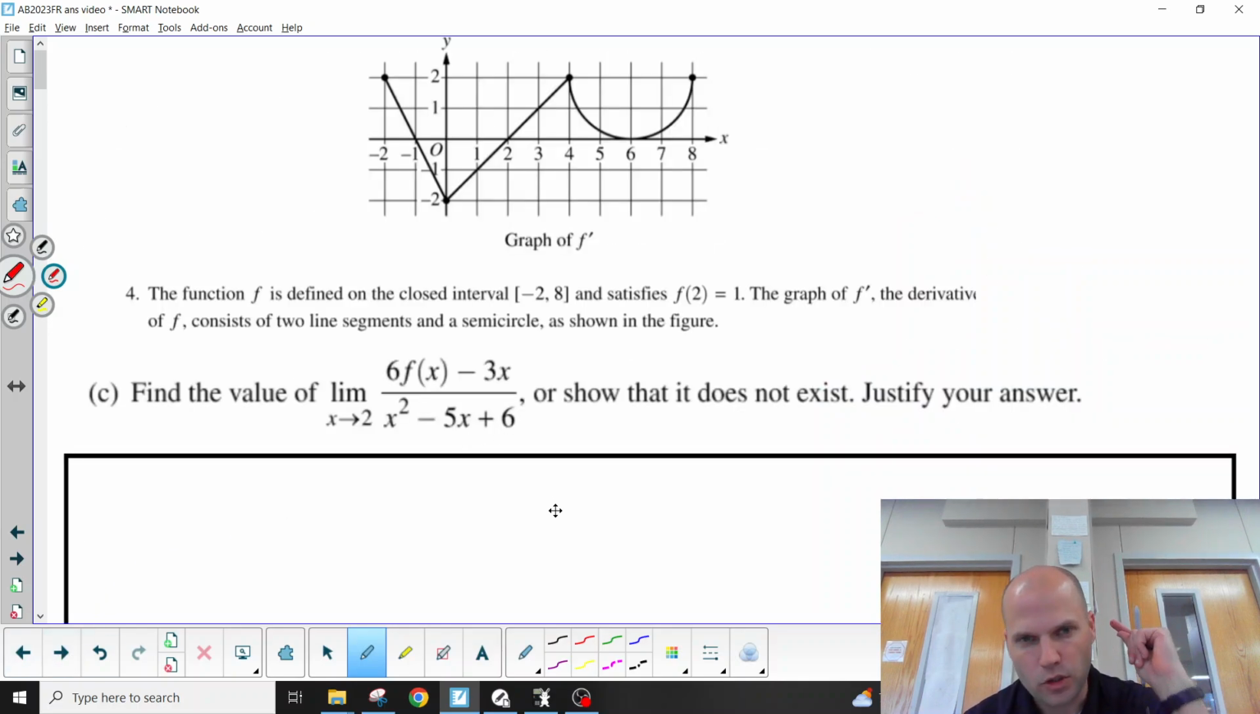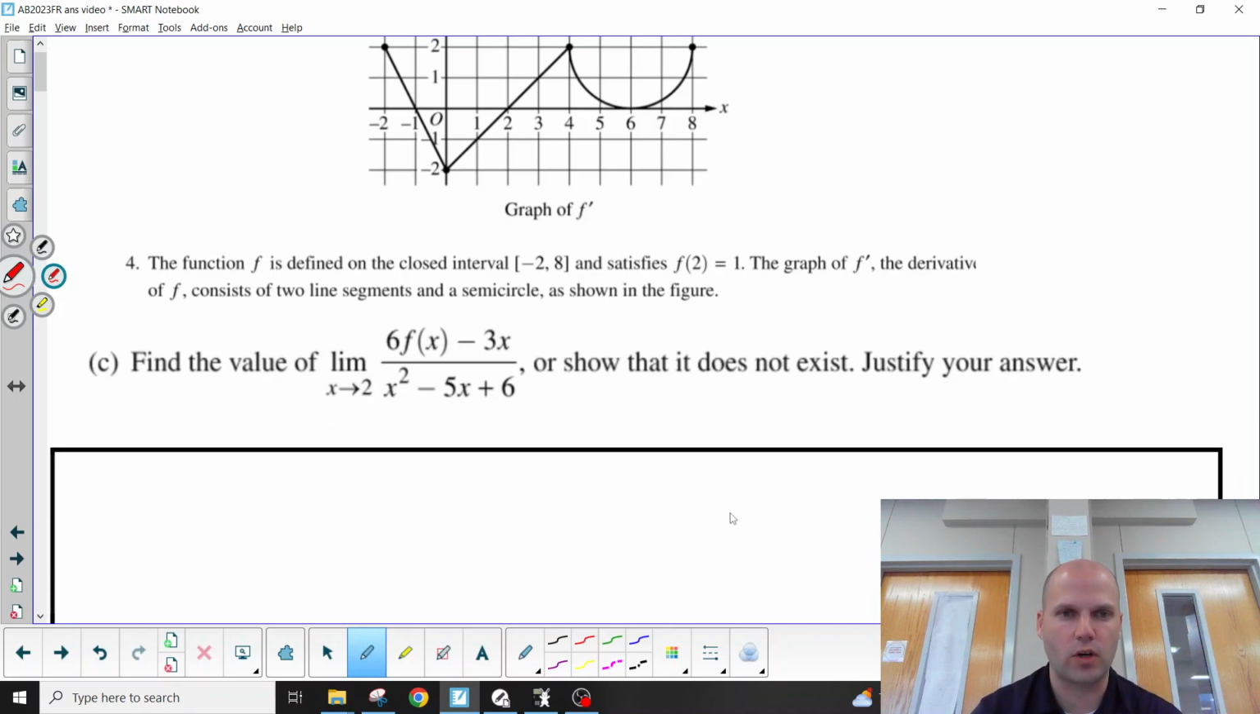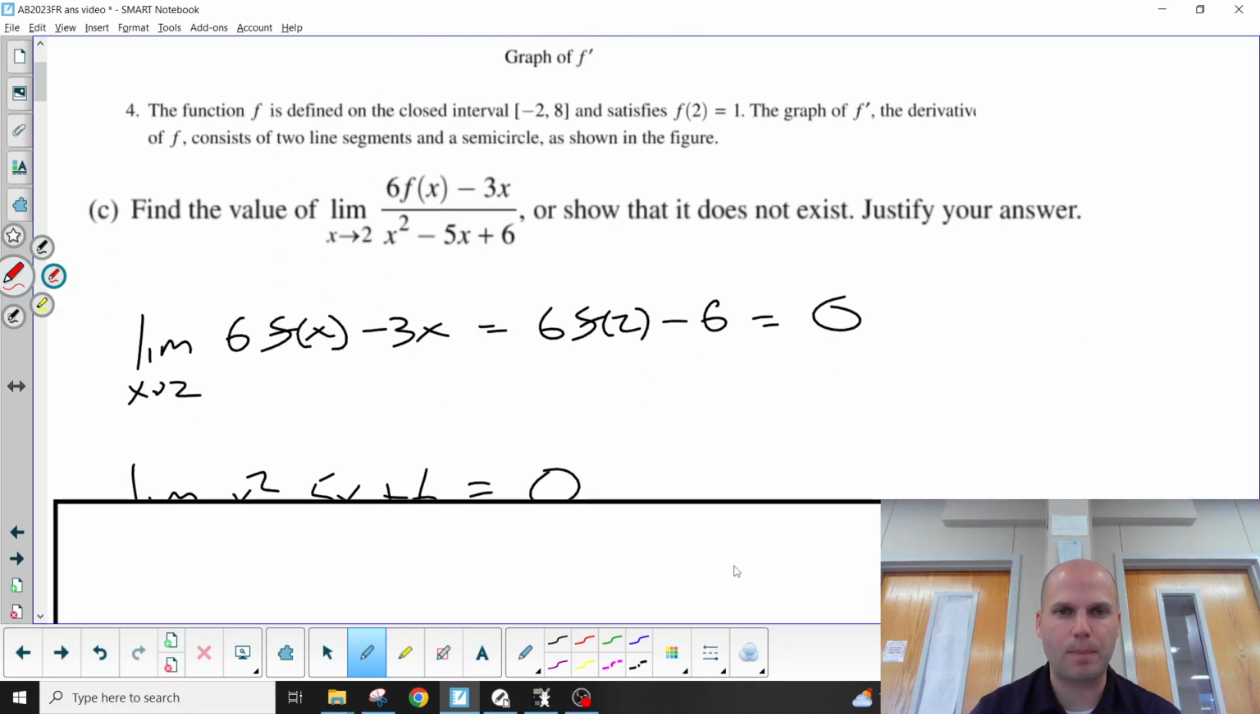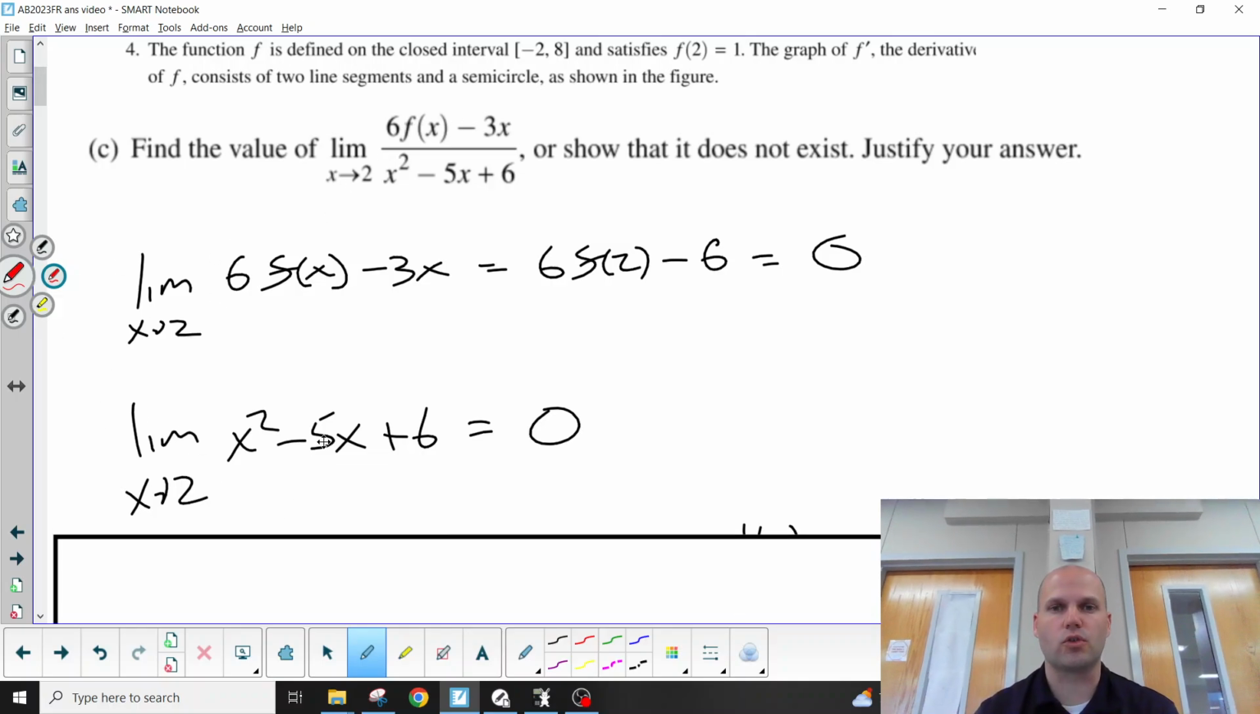Part C. I hope you were ready for L'Hopital's rule, because here it is, just like in your practice tests. What did you have to do to get full credit? First, you needed to separately show that the limits of the numerator and the denominator equal 0. You're not allowed to say equals 0 over 0. You get 1 point for confirming that the top equals 0 and the bottom equals 0.